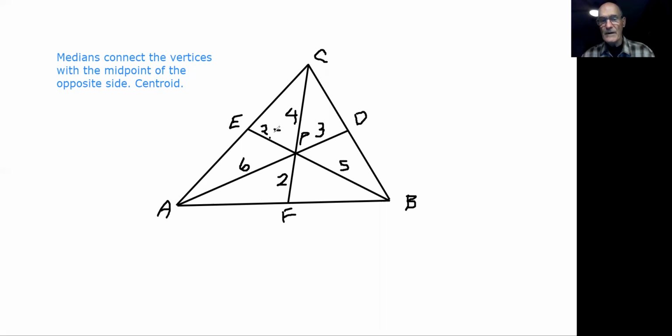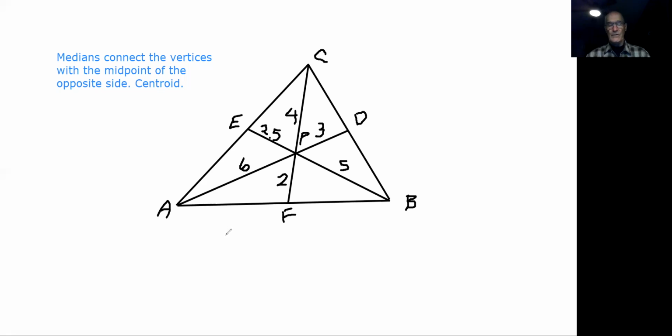So when you have a problem that tells you the concurrent point is a centroid, the key thing is you know this relationship exists. The long part of each one of these segments is twice the short part. So this is 6, this is 3. The long part here is twice the short part, and the long part here is twice the short part.